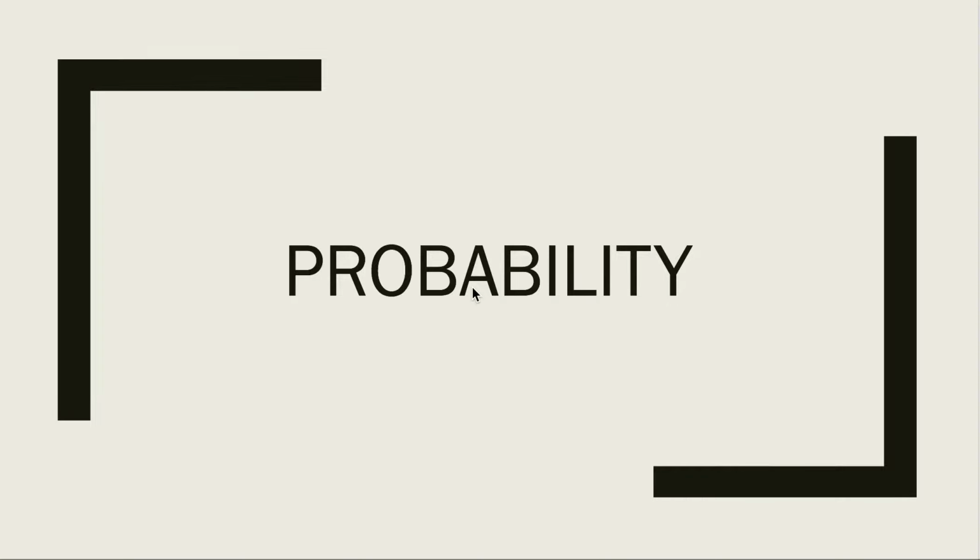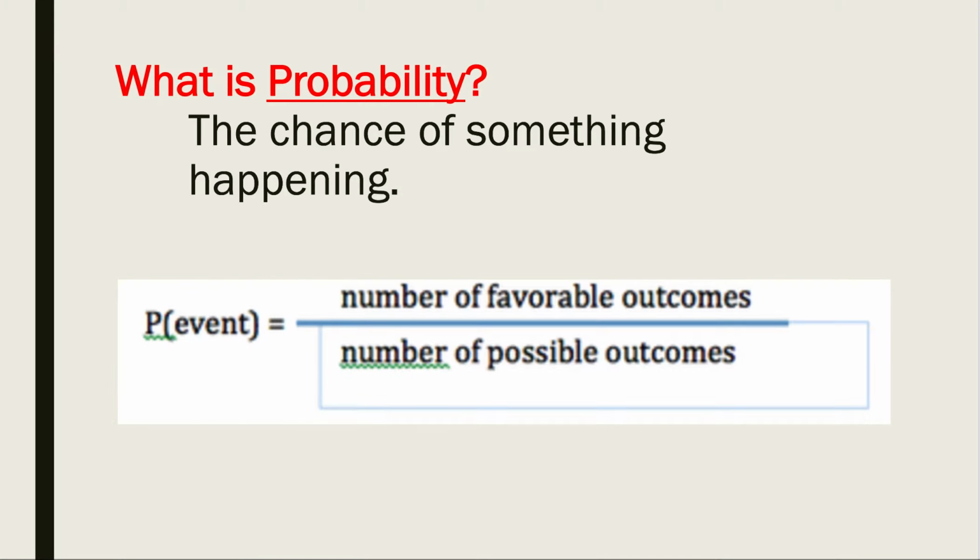So we're now ready in this section to talk about probability. In the last presentation, we learned about setting up a tree diagram to list out the possible outcomes in the sample space. So we're now going to use that sample space to answer some questions about probability. Remember that probability is the chance of something happening.